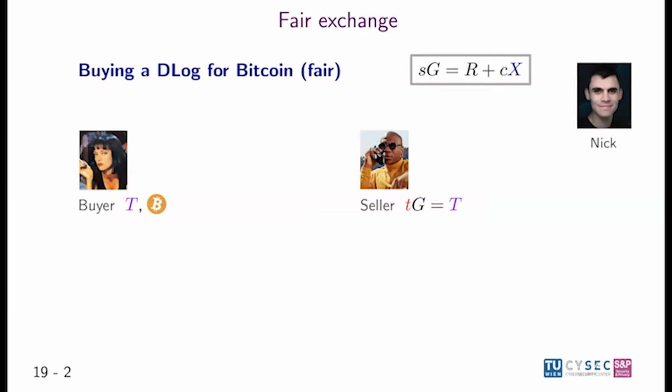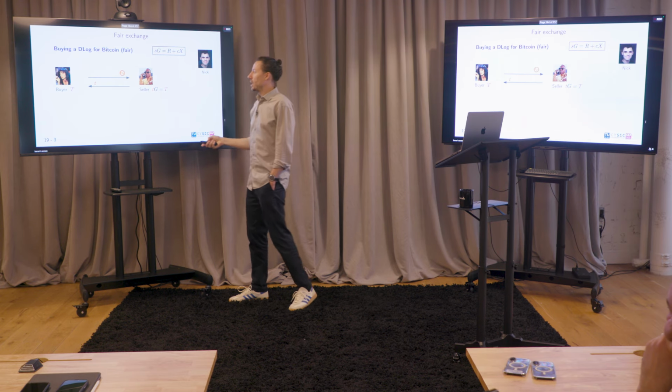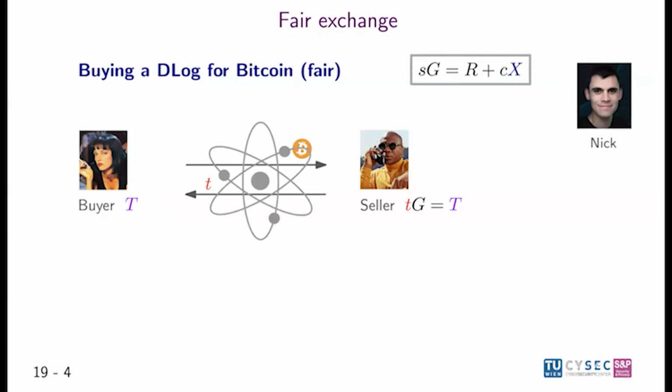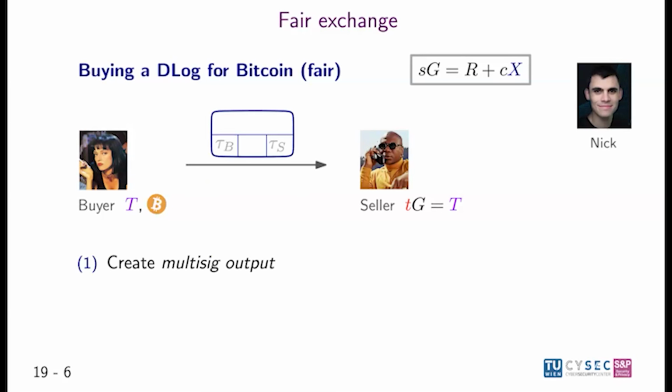Let's first solve this problem. We have the buyer who has some group element T and some Bitcoin. She says, whoever gives me the discrete logarithm of this group element will be paid some Bitcoin. Here's the seller who has the discrete logarithm and wants to get some Bitcoin. We want this to be atomic. Now we don't need hash locks because Schnorr signatures allow us to do a lot of cool tricks because of their structure. The way the protocol works is that first, as before, they create a multisig output, except now it's actually a Schnorr multi-signature. But you can think of it as a signature of the buyer and a signature of the seller.